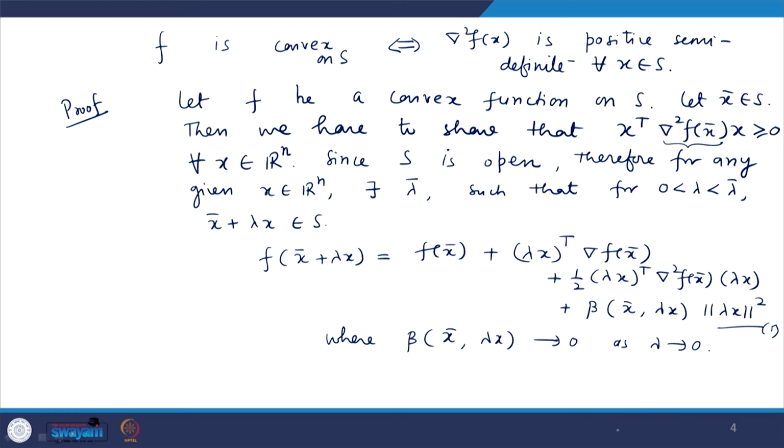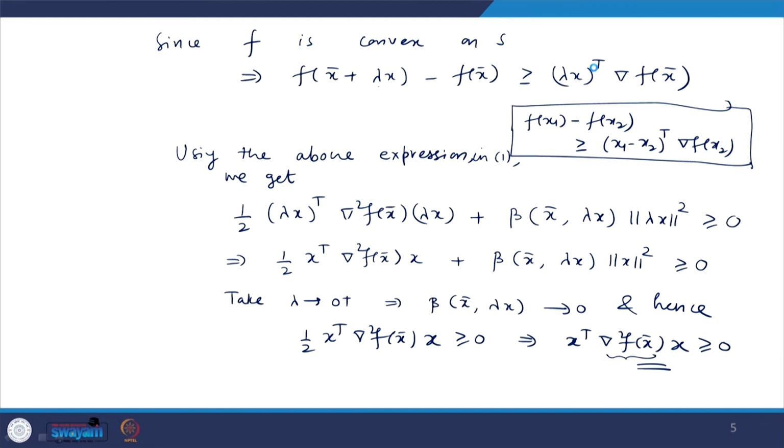Now, let us try to prove the converse part. Let us take that the Hessian is positive semi definite, and we will try to show that f is convex on S. So, let gradient square f x be positive semi definite for all x belonging to S. So, we have to show that f is convex.